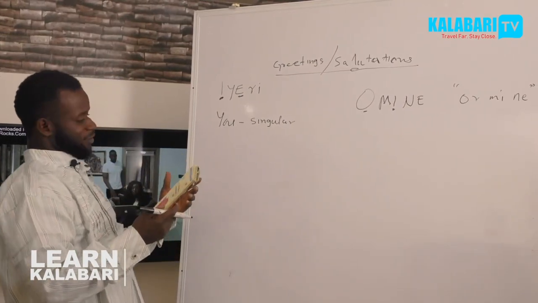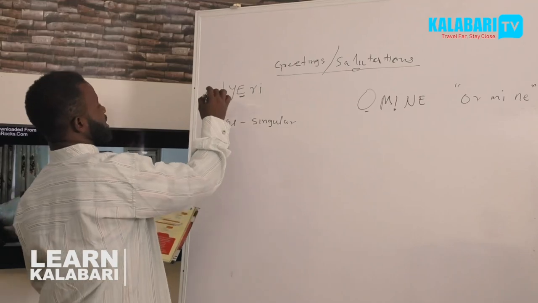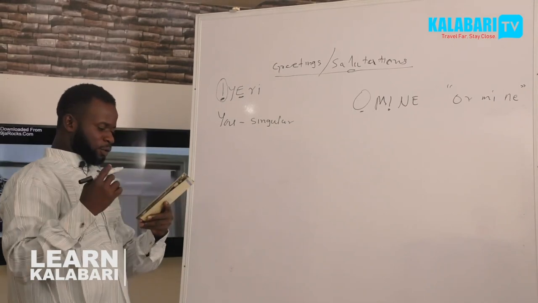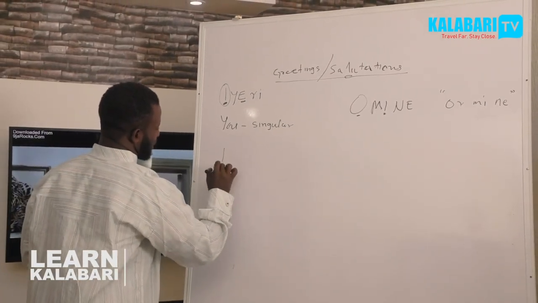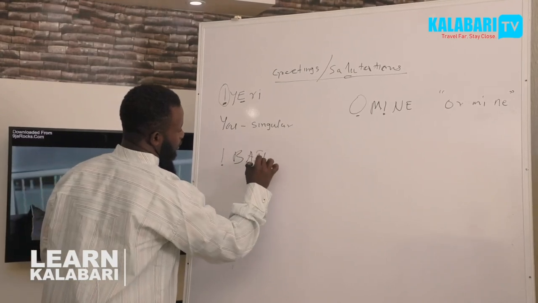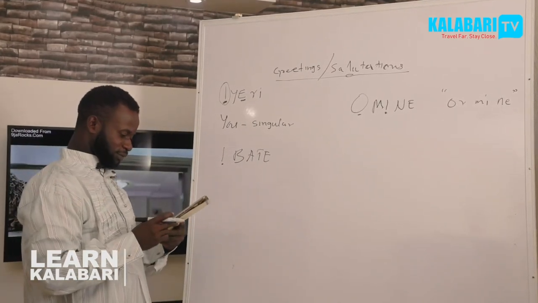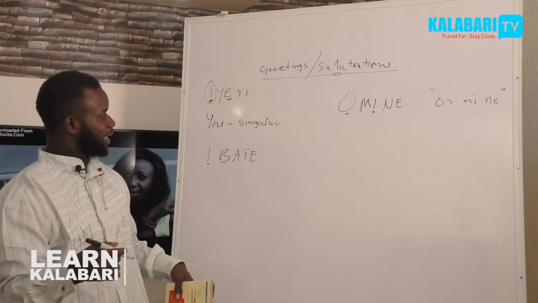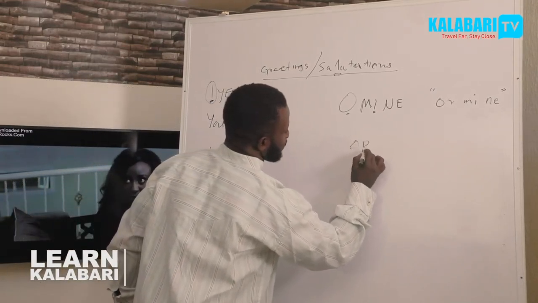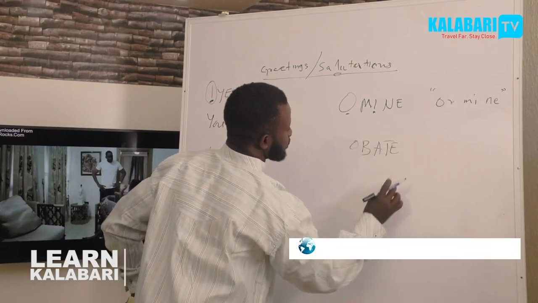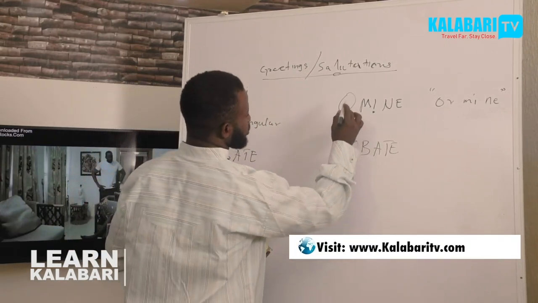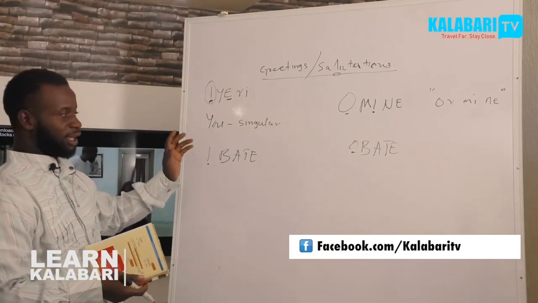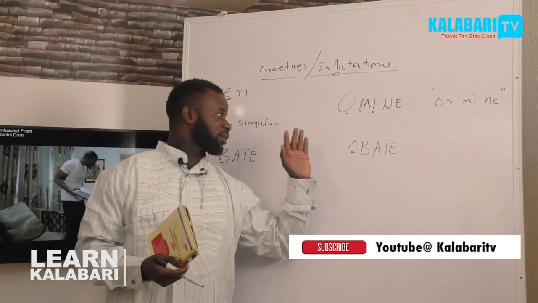So whenever you want to greet a singular person, you use this inscription. That is to say, in terms of good morning, you will say, Ebate. Ebate is good morning. If you want to greet a plural, maybe so many people are sitting down, you use the O. For a singular person, ebate. For plural persons, obate.